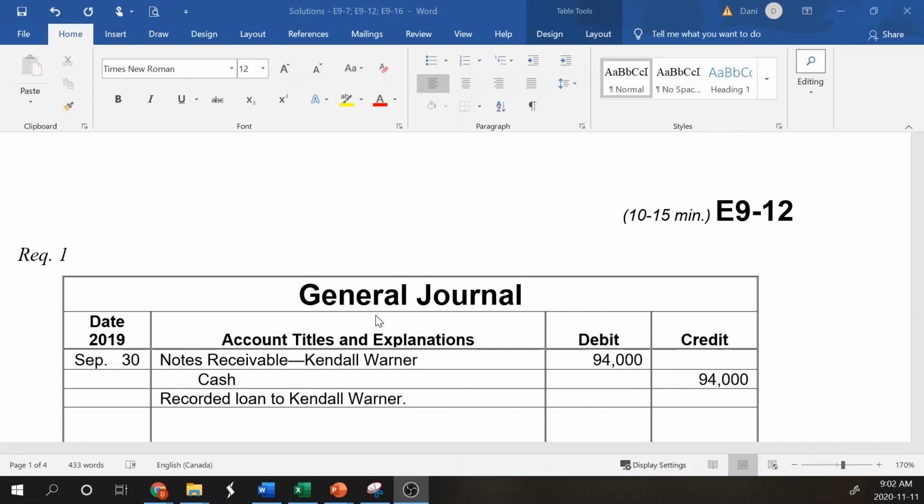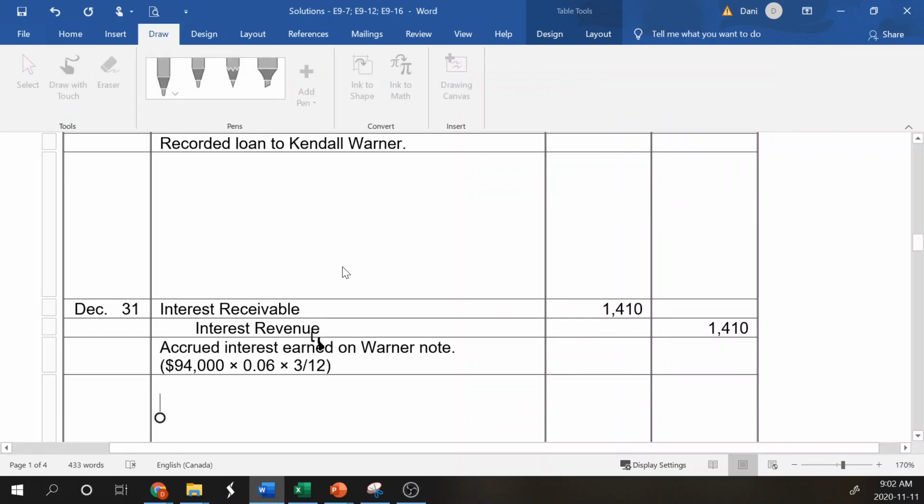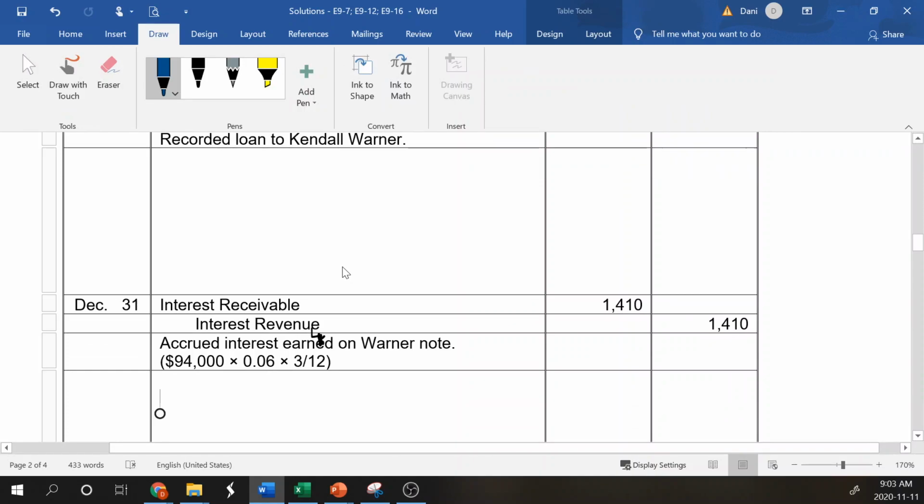And when we accrue this, we want to put the interest in its own account. So we debit interest receivable. It's important enough that it gets its own account. We don't just add it to the note receivable. We keep them separate. And we're crediting interest revenue. And this $1,410 comes from our principal amount of $94,000 times the 6% interest rate, and we're timesing by 3 out of 12 months because that's how many months have gone by. Okay, so that's the accrual.